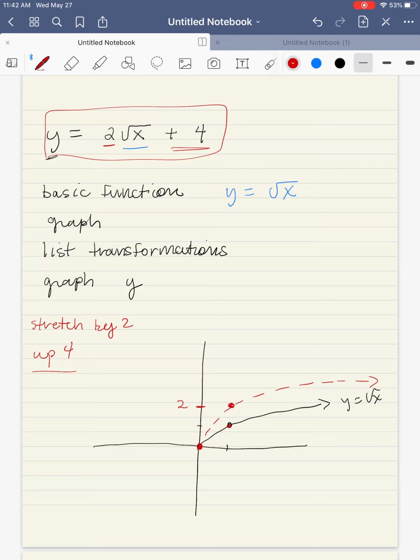And then I go up 4. So this point 0, 0 moves up to 0, 4. And the point 1, 2 moves up 4 units. So it moves up to 1, 6. And this was my point right here. This was the point right here. So then now I recreate my graph, and I have y equals 2 times the square root of x plus 4.